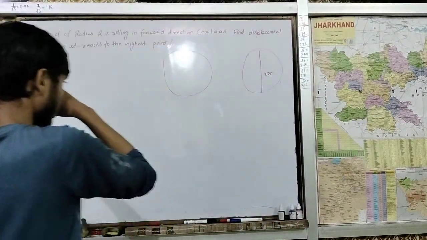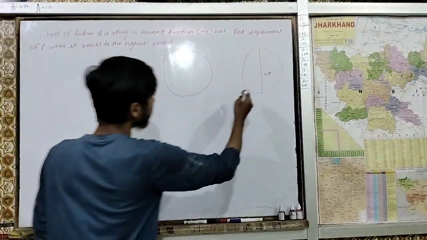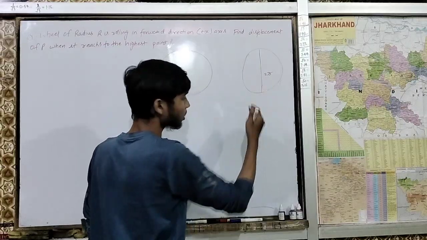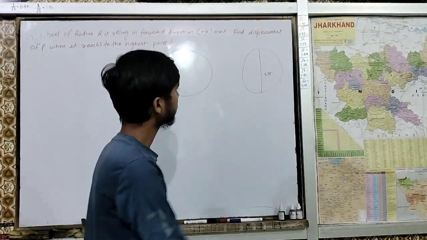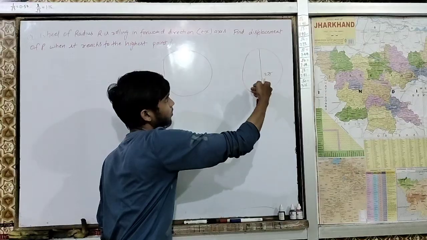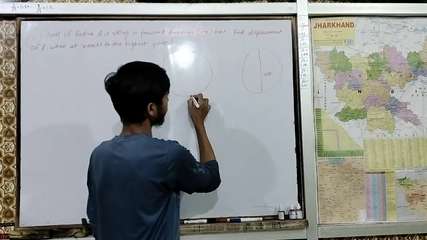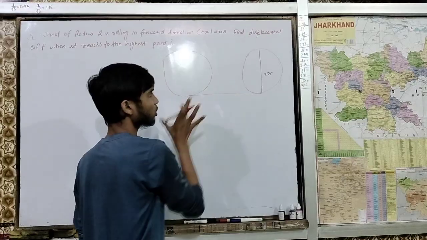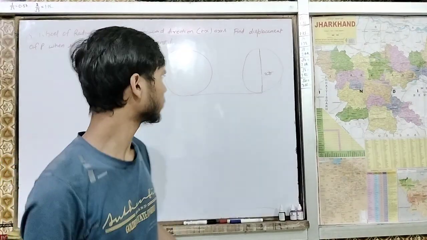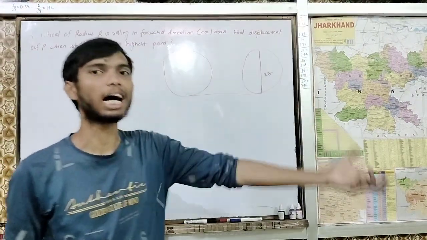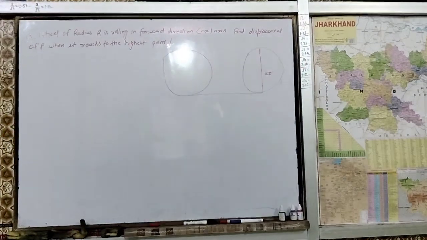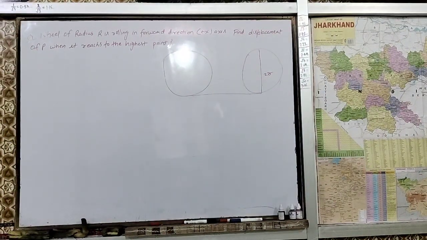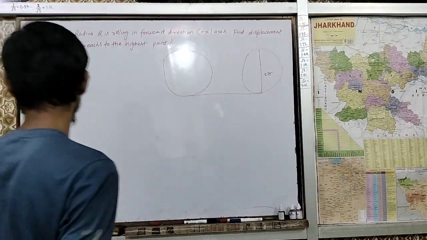Now in this case, as you can see, how much did it just roll? How much did it just move? This is a half distance. From here to here, this is a half. It moved this much distance. It covered this much distance, which is half of this circle. This is what I am trying to tell you.